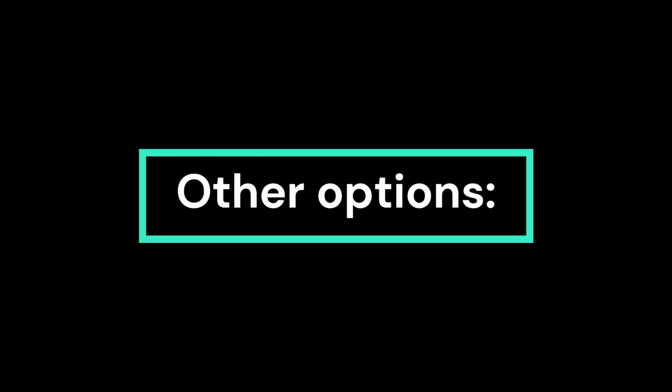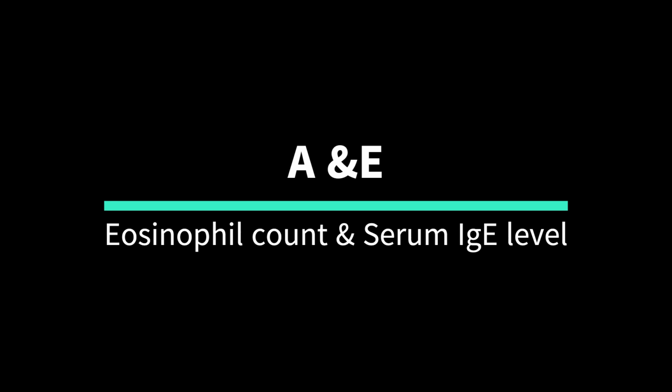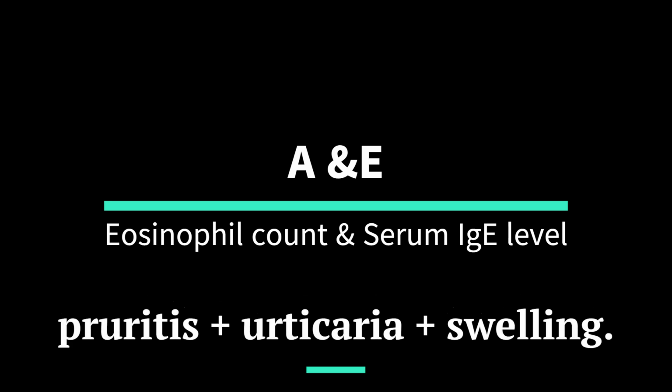Let's briefly discuss the other options. A and E. Eosinophil count and serum IgE level. Elevated eosinophils and IgE are associated with allergic conditions. In contrast to bradykinin-mediated hereditary angioedema, allergic angioedema, for example anaphylaxis, is due to histamine release from activated mast cells and presents with pruritus and urticaria in addition to swelling.